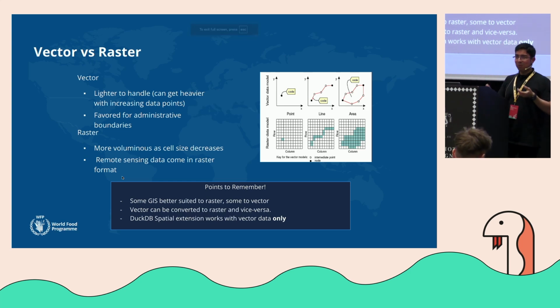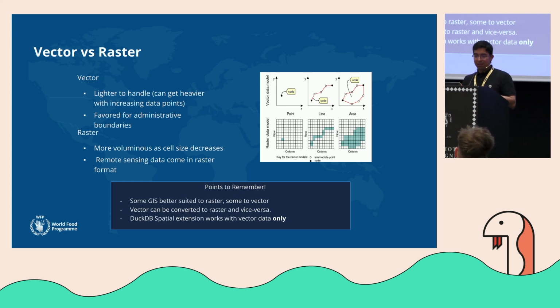the way you want to work with geospatial data depends on the application, or the thing that you want to do. Sometimes vector suits better, sometimes raster suits better. The way you work and the way you share that information also depends. And there can be transformations: you can convert vector data to raster, and vice versa.